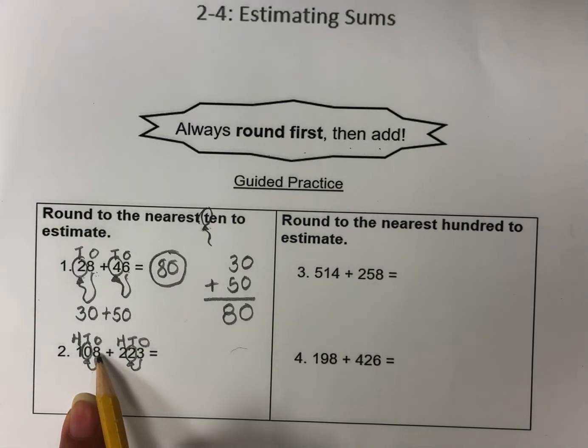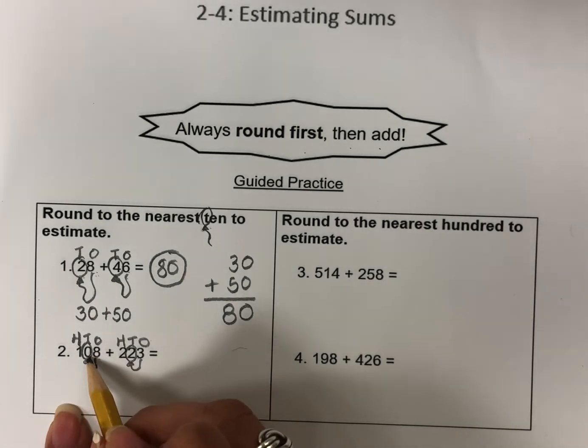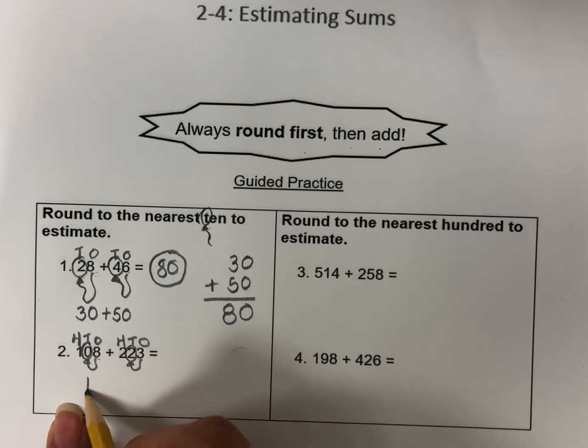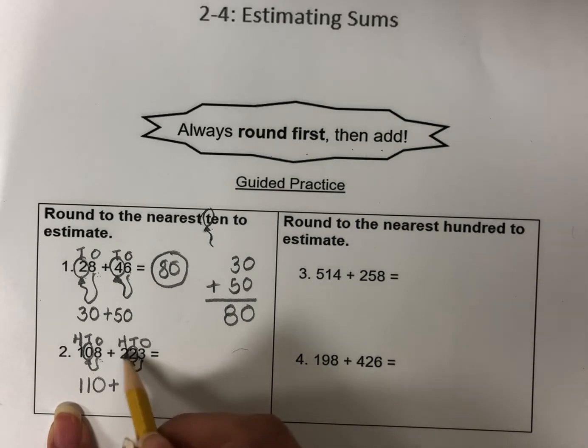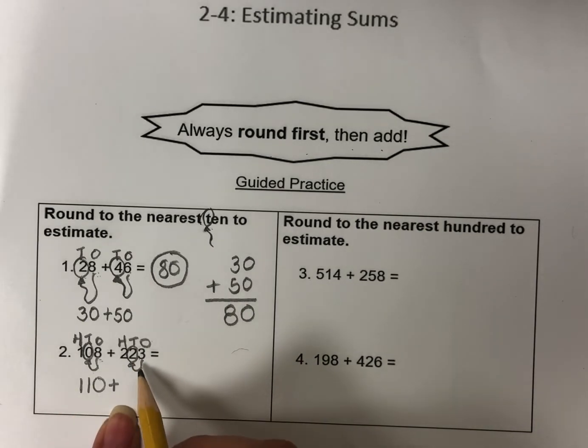Remember, if it's 5 or greater than 5, we're going to let go of all fingers and the balloon goes up. So 0 becomes 1. Everything in front of the balloon stays the same, so that 1 stays the same. Everything behind the balloon becomes 0. So we have 110 plus, let's take a look at this number, estimated.